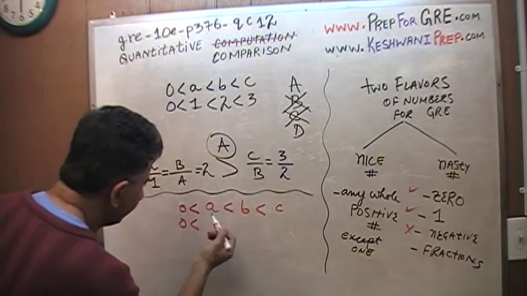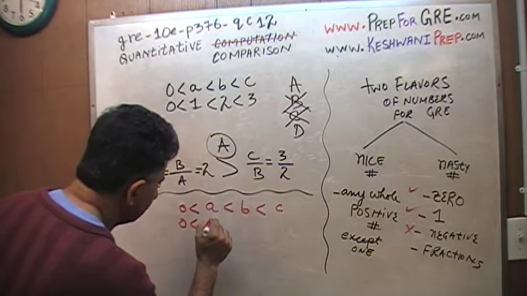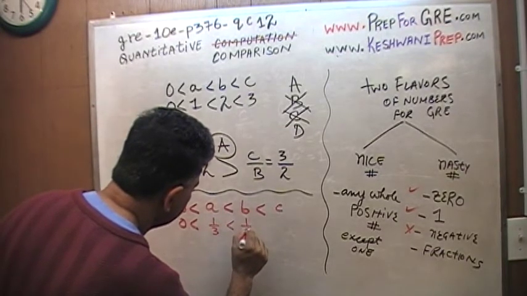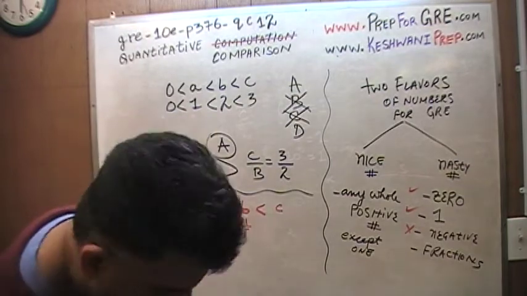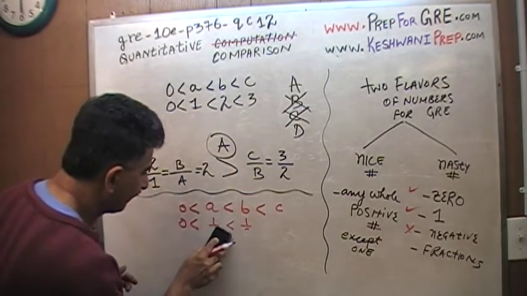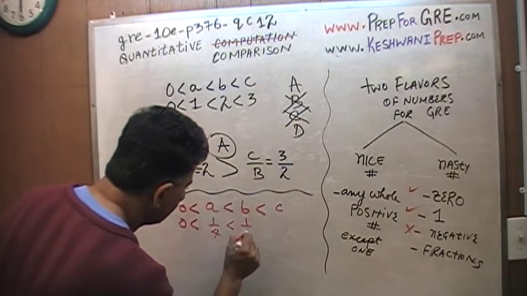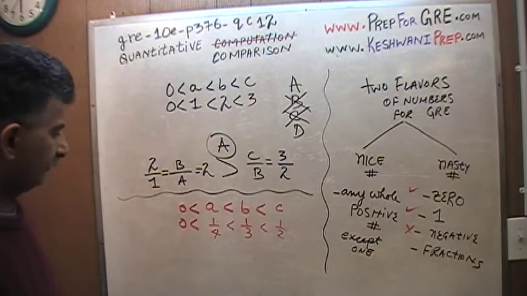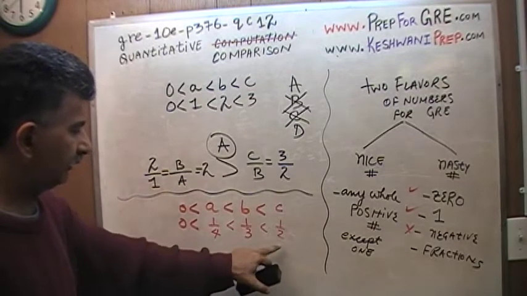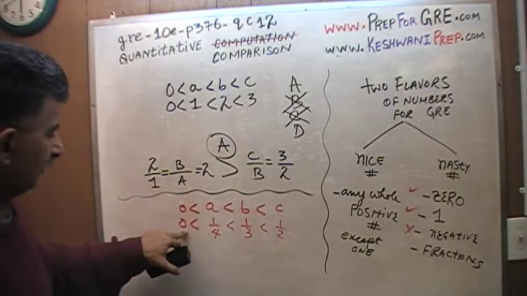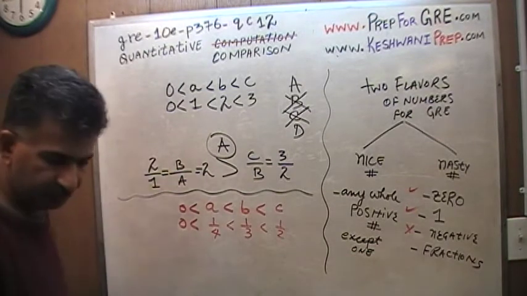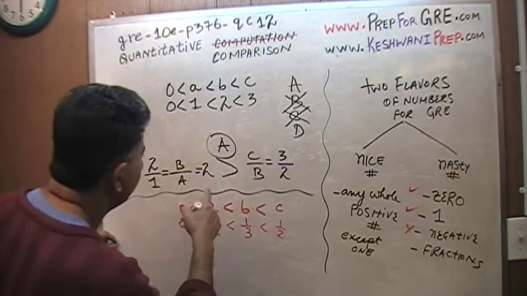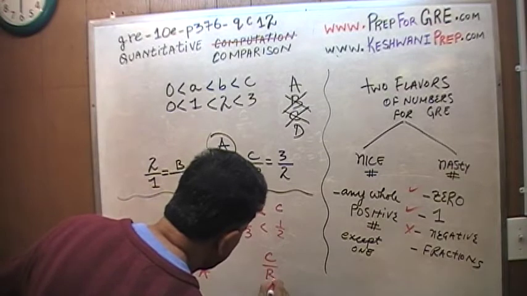Let's say, I don't know, put in 1/4, 1/3, and 1/2. Let's see what happens. 1/4 is less than 1/3, and 1/3 is less than 1/2. And of course, 0 is less than 1/4. So the quantities they want you to compare are B over A versus C over B.